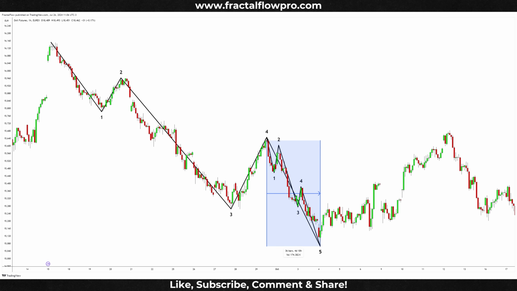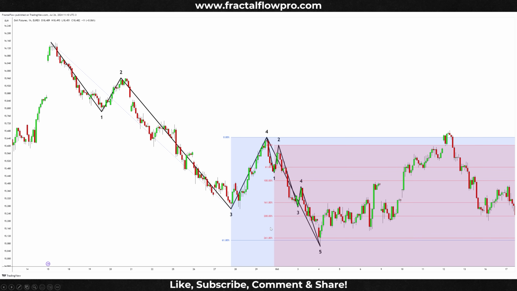In terms of price-based ratios, we have a projection using the beginning of wave 1 and the beginning and end of wave 4 pointing to the termination of wave 5 at the 61.8% ratio. Using a projection on a smaller degree, we can see that by plotting it on waves 1 and 2 of the larger wave 5, we see the 261.8% ratio clustering with the 61.8% ratio previously found.